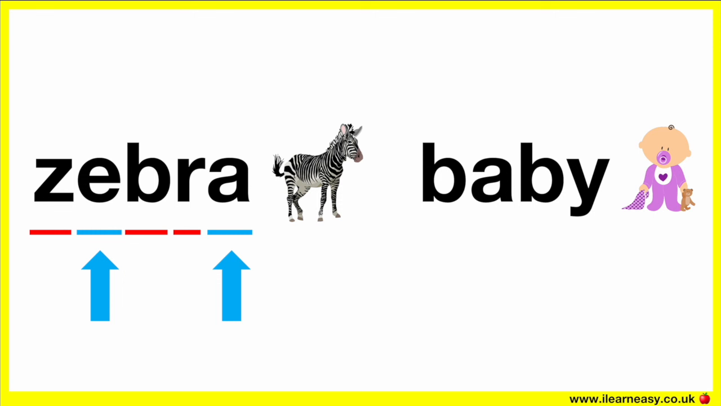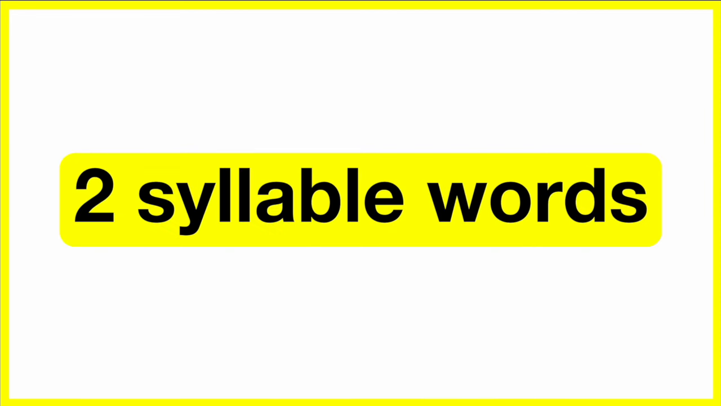Baby. The letter B is a consonant, the letter A is a vowel, the letter B is a consonant, and the letter Y is considered a vowel. The letter Y is considered a vowel in this example because it makes the long vowel E sound. Therefore, the word baby has two syllables. Bay, be, baby. Now let's look at a list of two-syllable words.